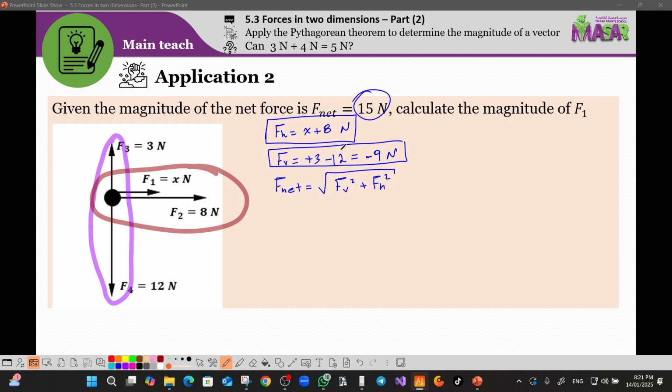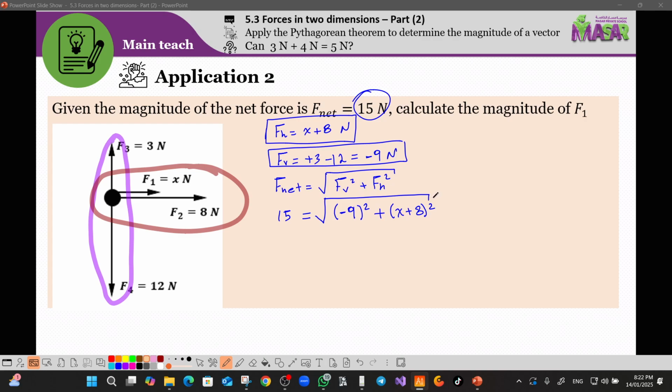But this time we're going to use the 15 because it's already given. So the 15 is equal, the net force is equal to the square root of the F vertical, which in this case is minus 9, so minus 9 between brackets, plus the x plus 8, the horizontal, again between brackets, squared. Now this equation is the equation we're done with. We have multiple ways to solve this. However, it's easier if we remove the square root from the equation, because then I can smoothly move the numbers from one side to another. So let me remove the square root.